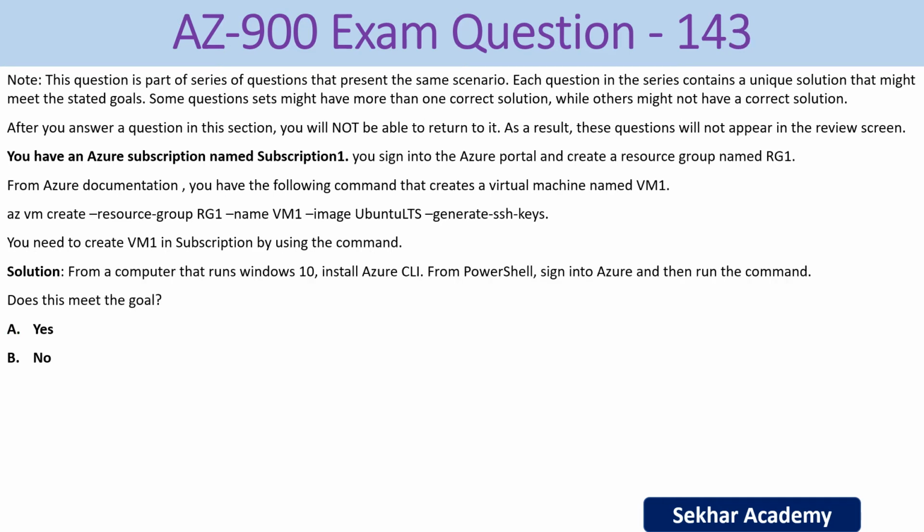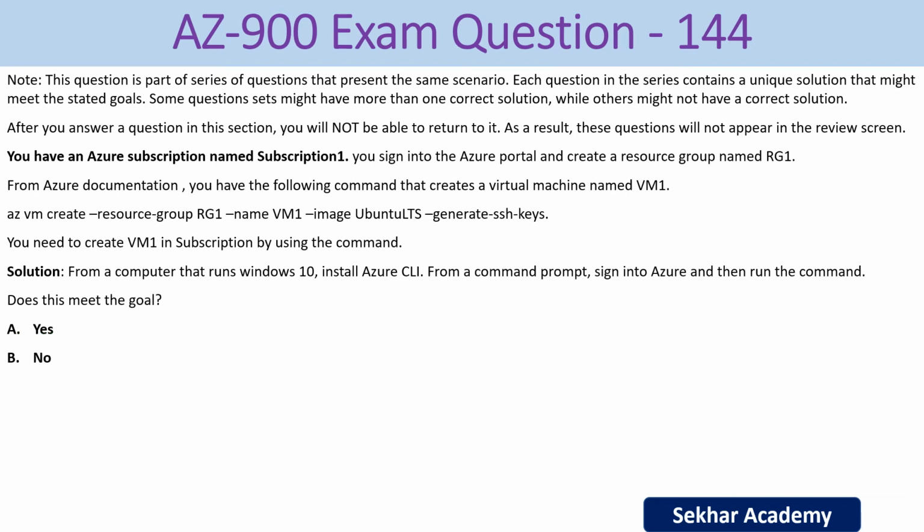AZ-900 exam question number 143. The question is the same as what we have seen in the previous questions, but the provided solution is here. From a computer that runs Windows 10, install Azure CLI. From PowerShell, sign into Azure and then run the command. Does this meet the goal? The right answer is yes. We can use this to create a virtual machine in the subscription. The right answer is yes.